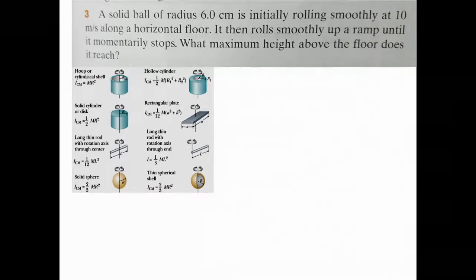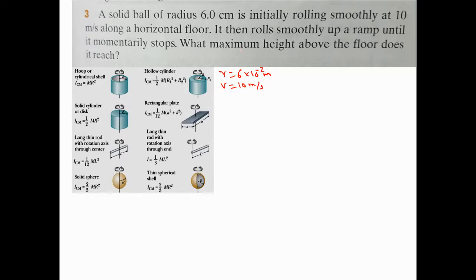A solid ball of radius 6 centimeter. That means the ball radius is given. What is the value? 6 centimeters. So I converted to meter. And it is initially rolling smoothly at 10 meter per second. So what is its speed? Its speed is also given. What is its speed? 10 meter per second.